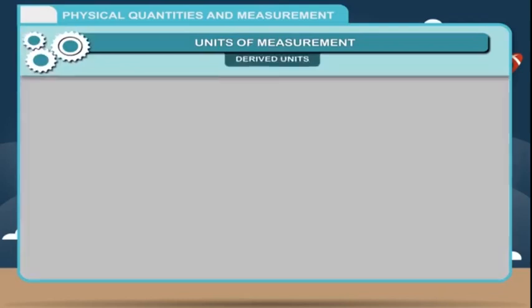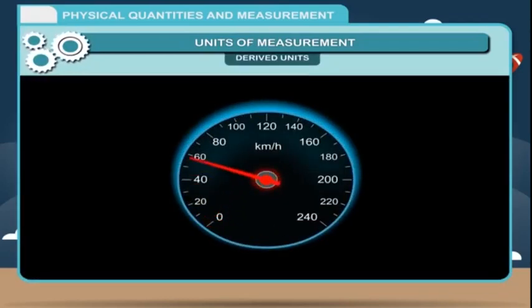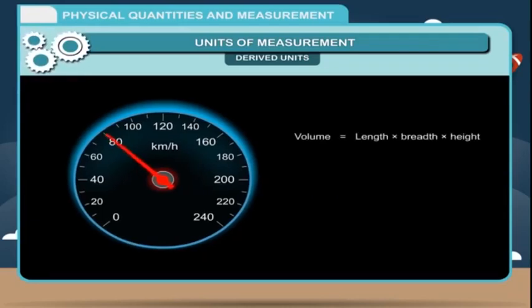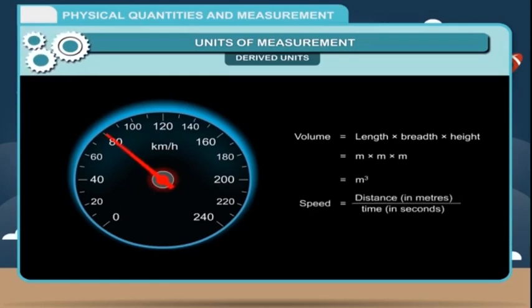Derived units. The units which are obtained with the help of the fundamental units are called derived units. They strictly depend on the fundamental units. The derived units are formed by the combination of one or more fundamental units. Volume is equal to length into breadth into height, which is equal to meter into meter into meter, which is equal to meter cube. Speed is equal to distance in meters divided by time in seconds, which is equal to meter per second.